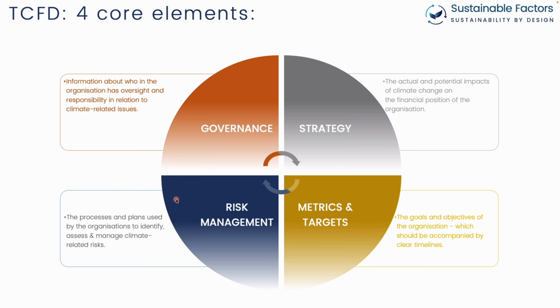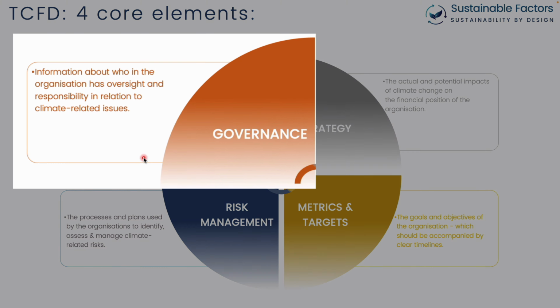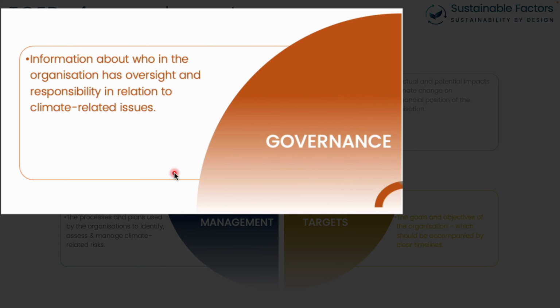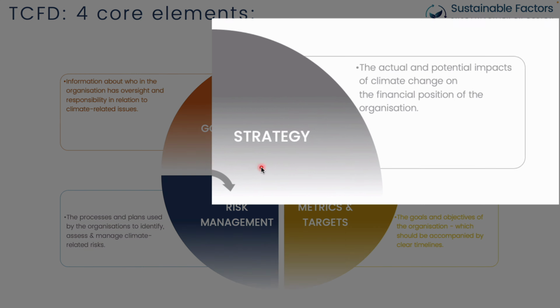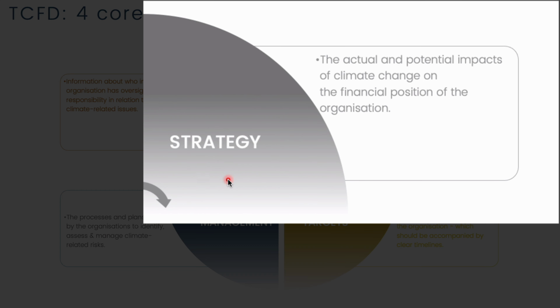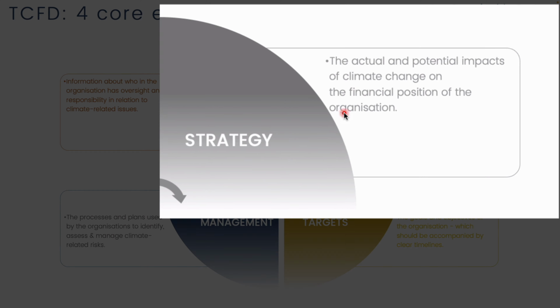So the objective of these 4 core elements is to categorize the type of disclosures that you need to be reporting. So this is broken down into governance, which is information about who in the organization has oversight and responsibility in relation to climate-related issues. Then you have the pillar of strategy. And as you remember, I spoke about scenario analysis as a tool to enable the strategic position of the organization insofar as disclosing the actual impacts of climate change on the financial position of the business.